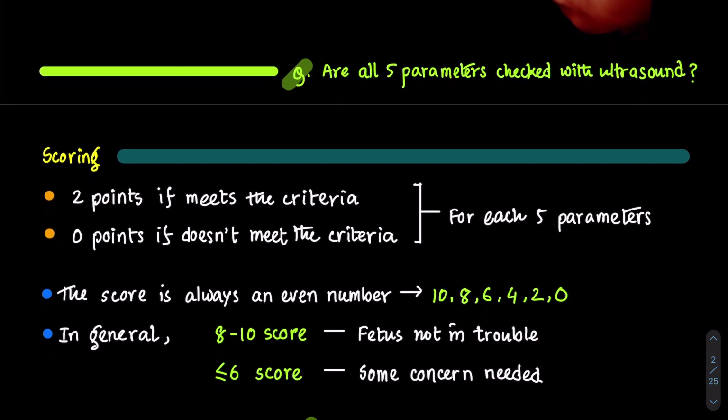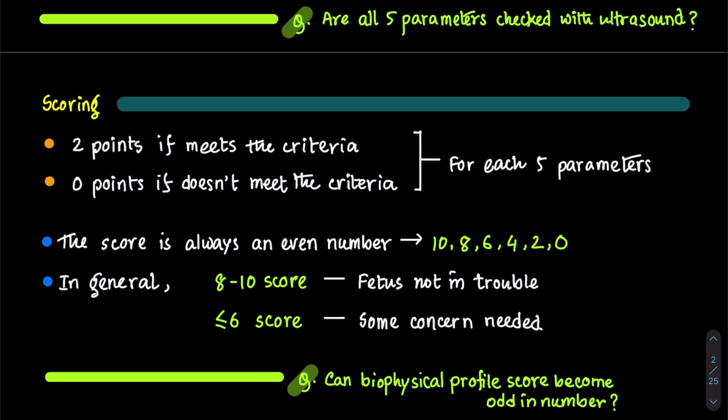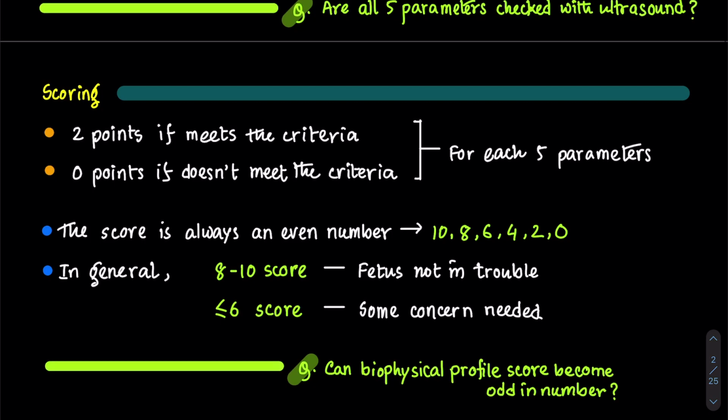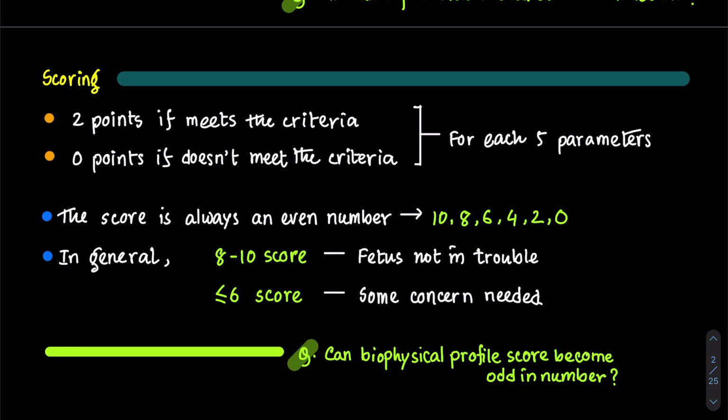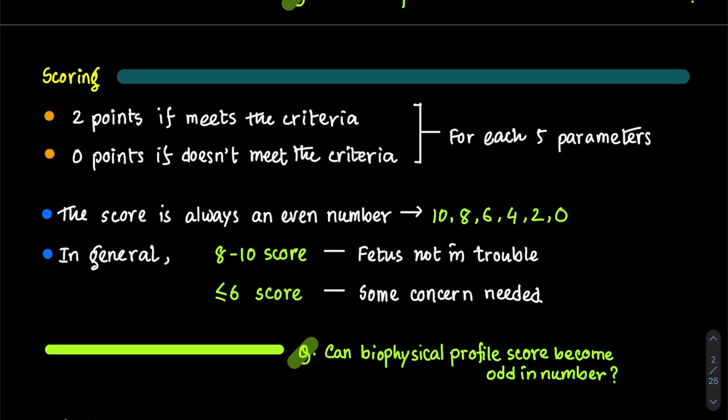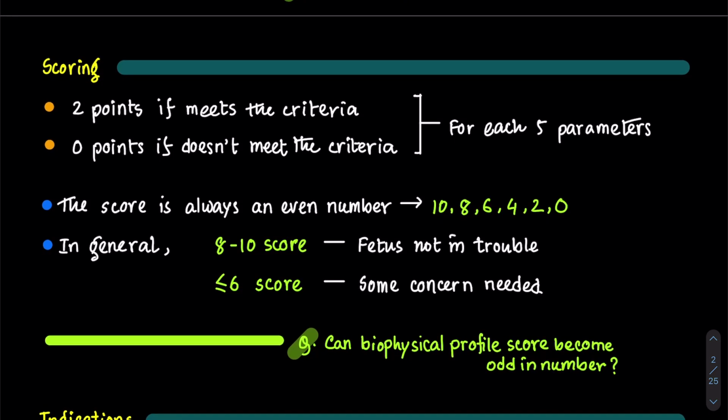Modeled after the Apgar score, 2 points are awarded in each of the 5 categories for reassuring results, and no points for a non-reassuring result. So the score always comes as even numbers like 10, 8, 6, 4, 2 or 0. A total score of 8 or 10 is indicative of a fetus that is not in danger, and a score of 6 or less is cause for some concern.